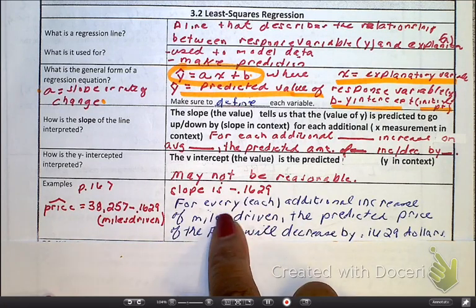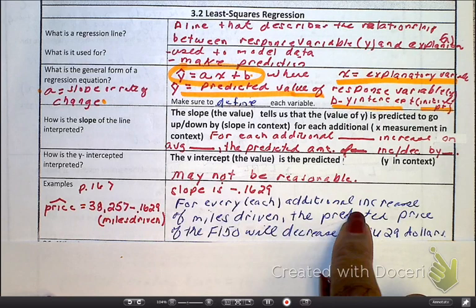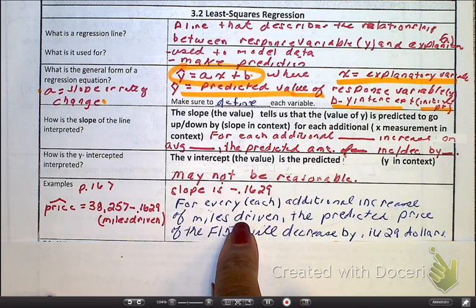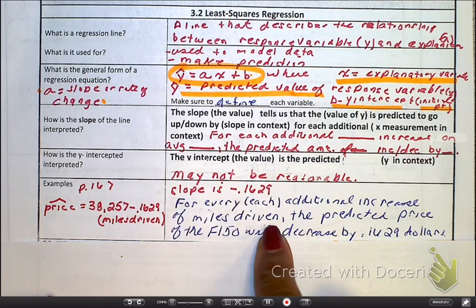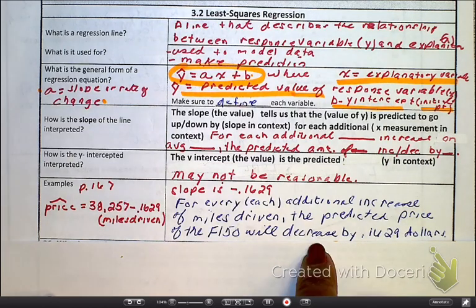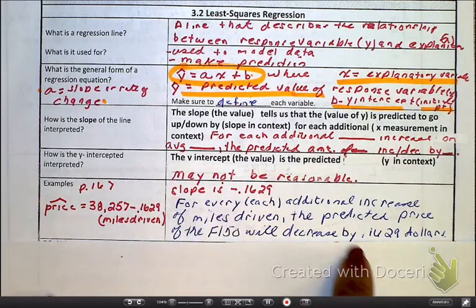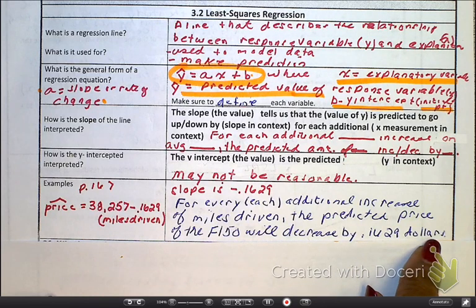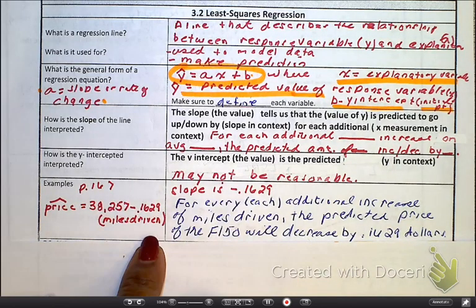So we're talking about for each additional increase of miles driven, which is basically like the denominator of the slope, the predicted price of the F-150 will decrease by, why is it decreasing? Because that's a negative slope, decrease by $0.1629. So that's how this would work.